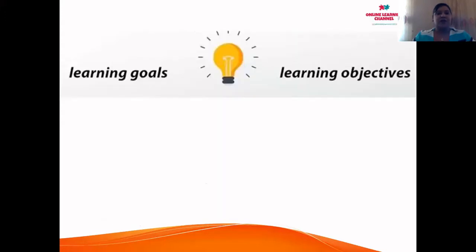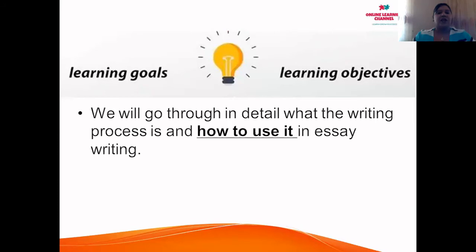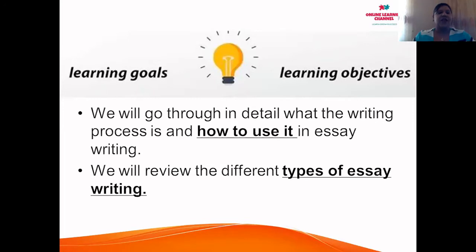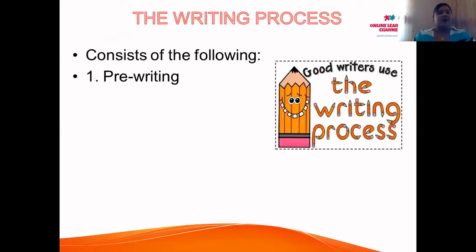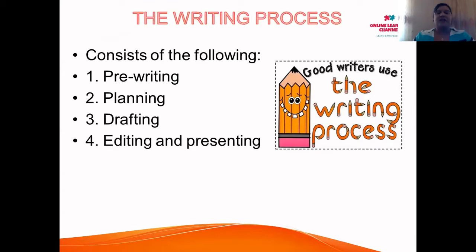Our learning goals and objectives for today. We will go through in detail what the writing process is and how to use it in essay writing. And we will review the different types of essay writing. The writing process consists of the following. Firstly, pre-writing, planning, drafting, editing, and presenting.